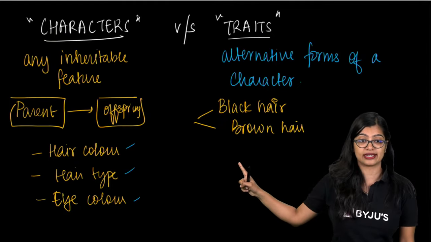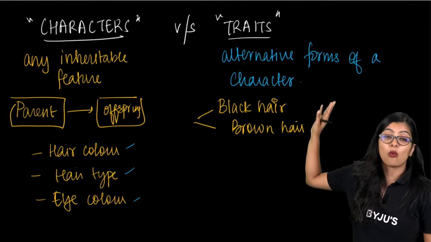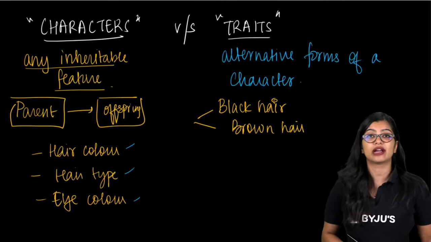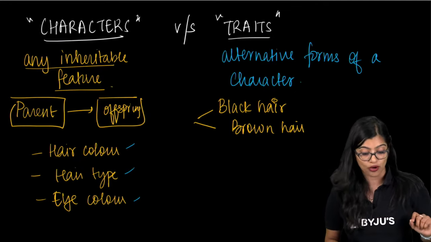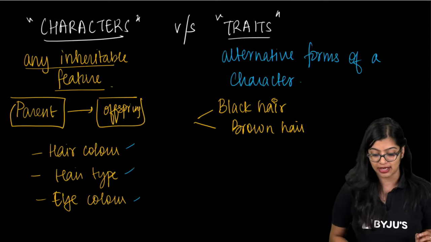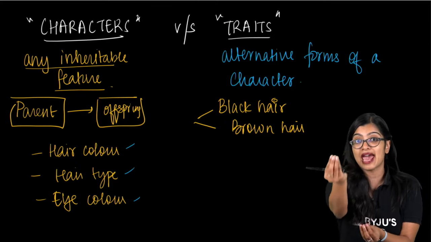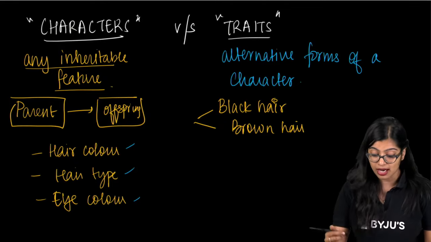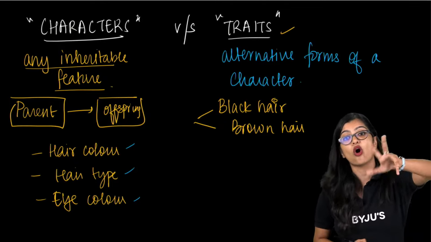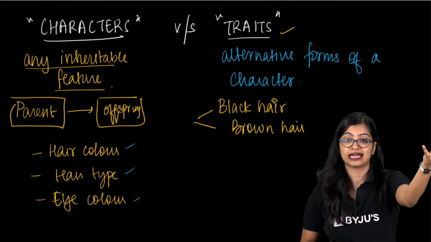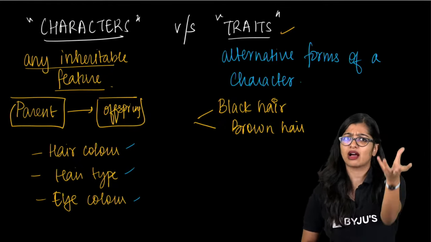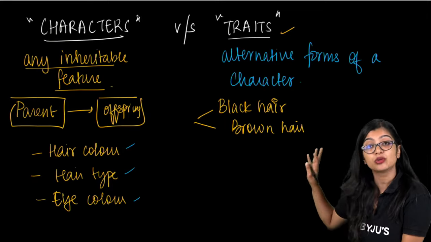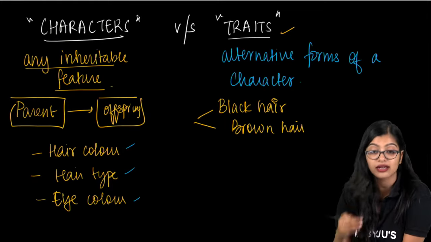Now to summarize this once again. What are characters? A character is any inheritable feature between parent and offspring. So characters are things like hair color, hair type, and eye color. Now when we talk about traits, traits are the alternative forms. So if hair color is a character, hair color can be black, blue, brown, or blonde. These things that we talk about are the traits.